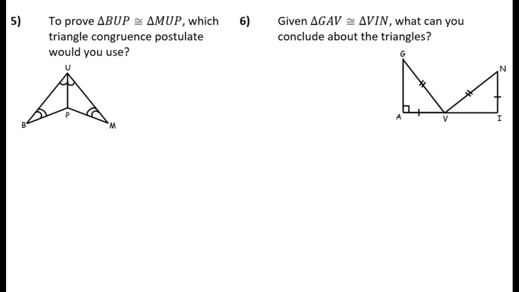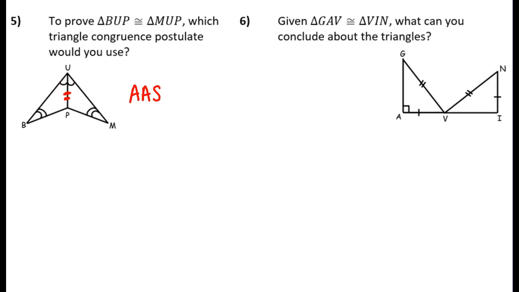Number 5, to prove that triangle BUP, so from 2 to 1 to none, when we're looking at the angles, is congruent to triangle MUP, so 2 to 1 to none. Which triangle congruence postulate would you use? Well, I'm going from an angle, and now I have a shared side, so that's the reflexive property, so that would be angle, angle, side.